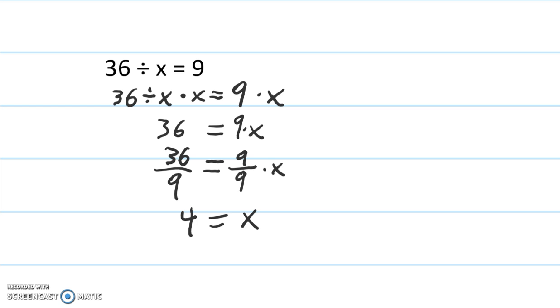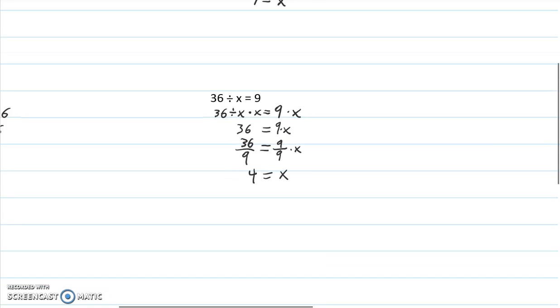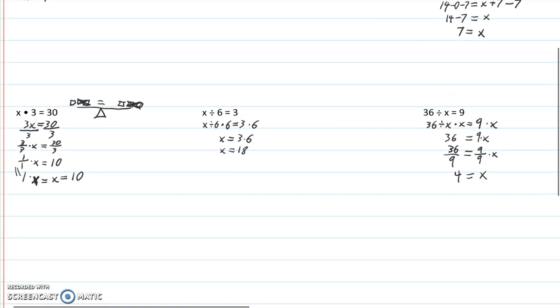So x equals 4. Those are examples of all the basic algebra that you basically learn up until grade 7-ish.